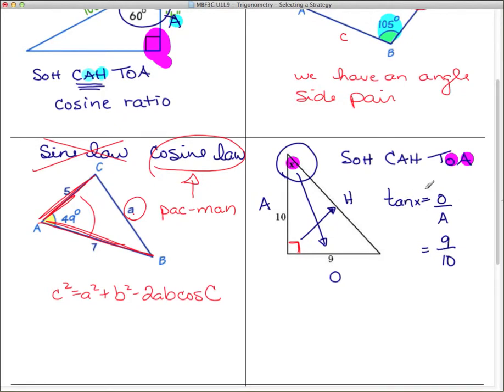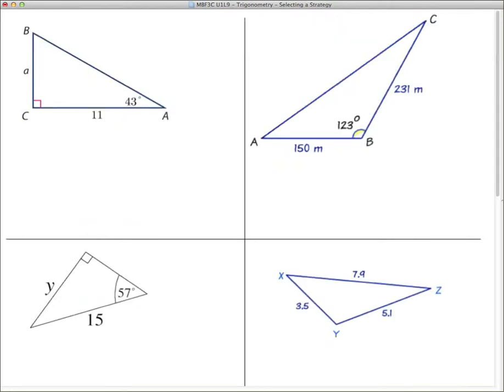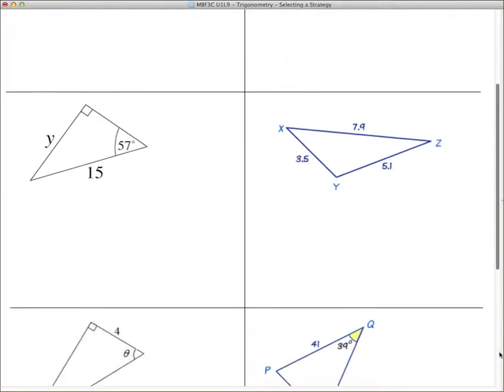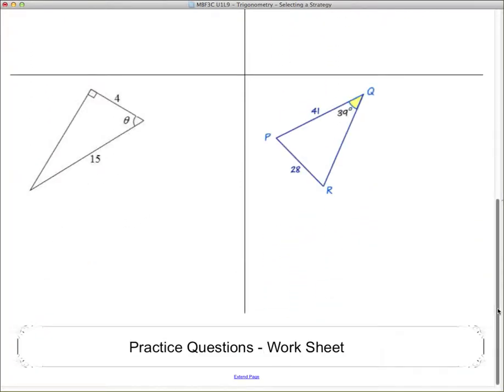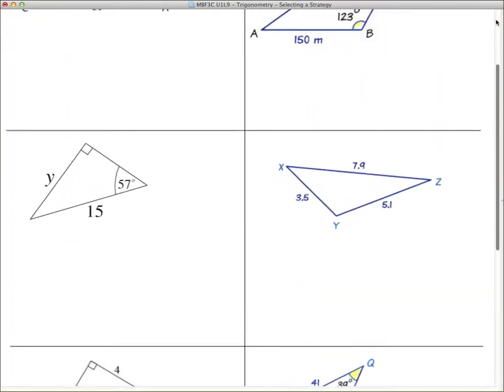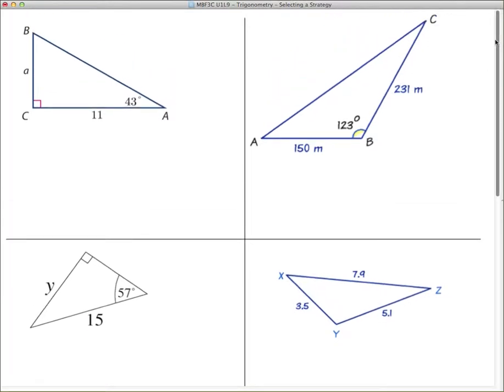So this is tan. Moving right along, I've got 6 more situations. Now, it would be a good idea at this point if you were to pause this video and try to come up with what these 6 situations are going to be. So please pause the video now. I said now. Pause the video now.